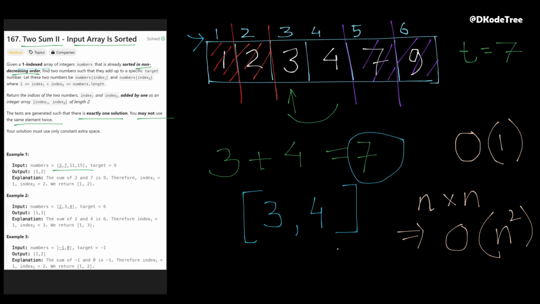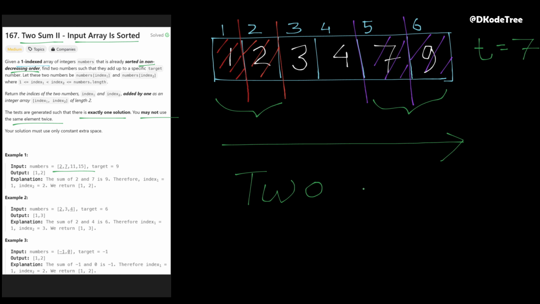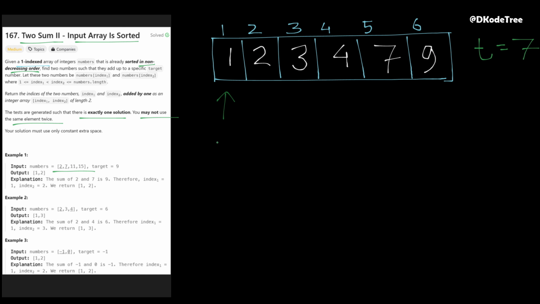Let's see if we can do any better. Notice that since the input is sorted, we are able to discard unnecessary elements from the beginning as well as the end. And this we can do using a two pointers approach in a more efficient way. So let's understand this approach. Say we have 2 pointers, left and right, where left is placed at the first index and right is placed at the last index. Let's calculate the sum of the elements pointed by the left and the right pointer.